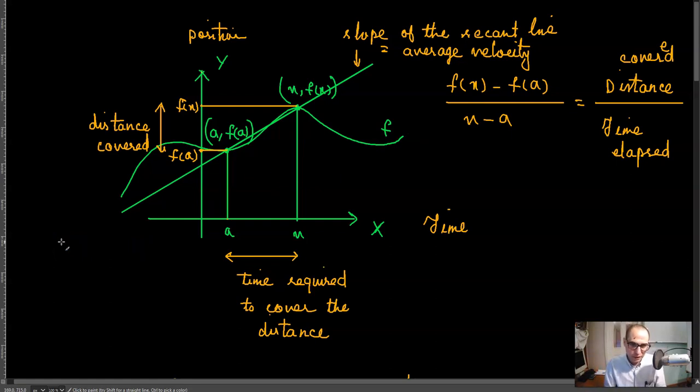So the exact same problem that we solved before, which was how to calculate the slope of the secant line, the slope of the secant line could be interpreted as average velocity if the y-axis represents position and if the x-axis represents time, right?